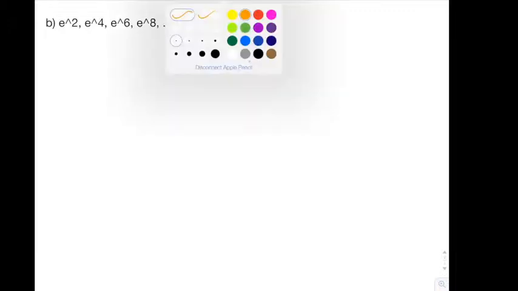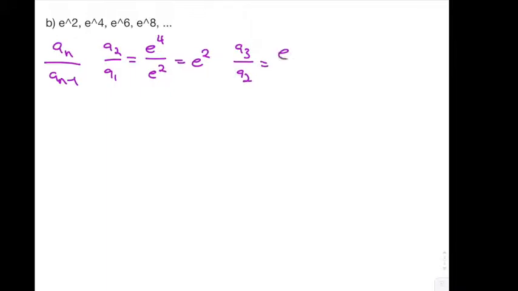Let's do another one. So we have e squared, e to the 4th, e to the 6th, and e to the 8th. Now, for some cases, our common ratio might not be as clear. Let's take a look at it by dividing any particular term by the term before it. So we'll do a2 divided by a1, which is e to the 4th over e squared, and that equals e squared. Let's do a3 divided by a2, that equals e to the 6th over e to the 4th, leaves us with e squared.